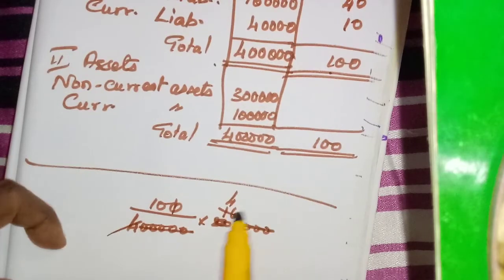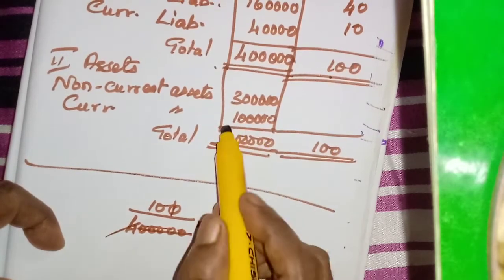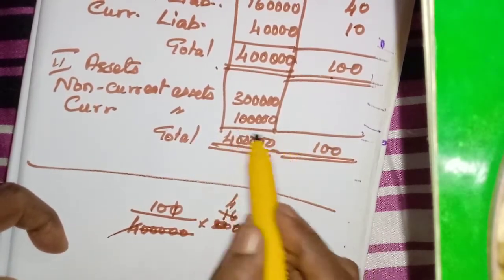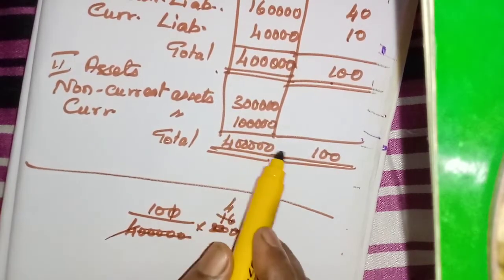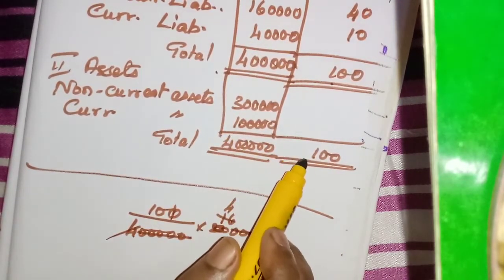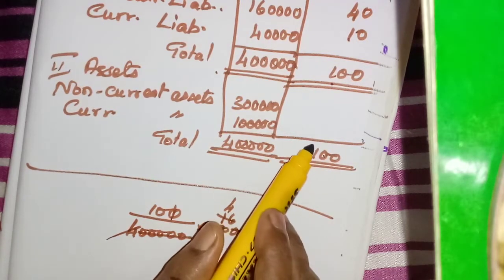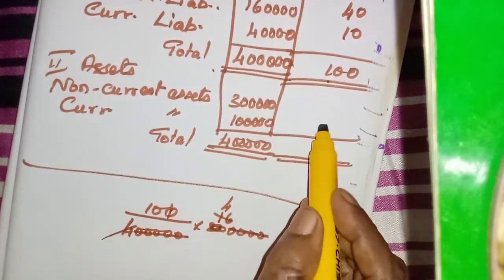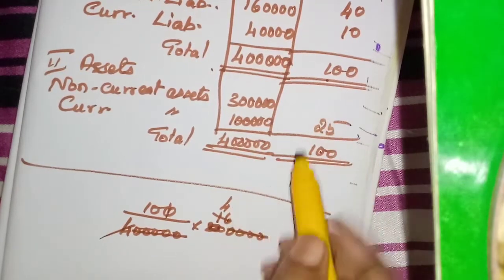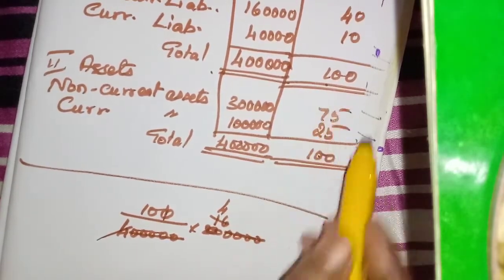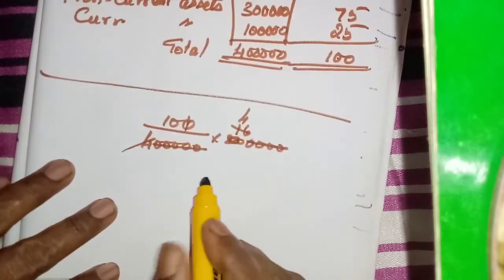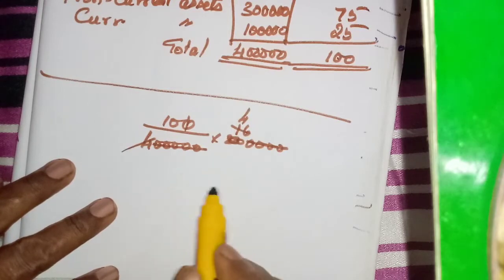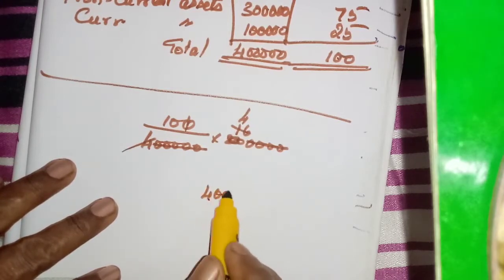Here you see, we can do it in memory also. For 4 lakh 100, so for 1 lakh, 100 divided by 4, we will get 25, isn't it? If this is 25, this is what? 75. Okay, you can do it if you are very thorough. If you are good in maths you can do very fast. Otherwise you have to do it for each and everything.